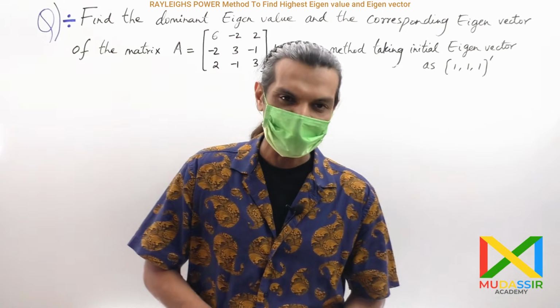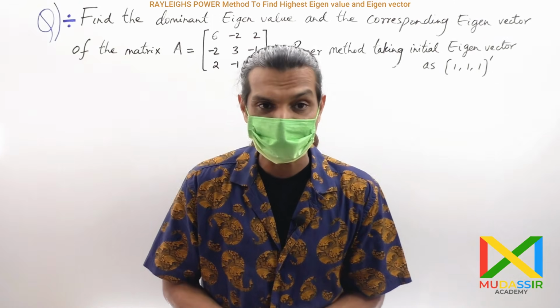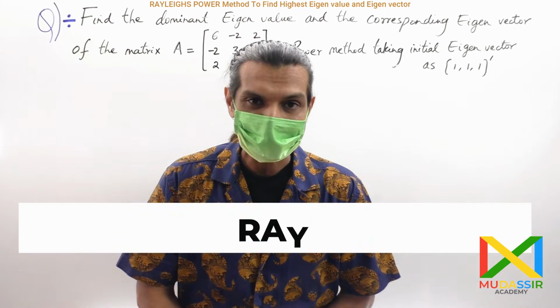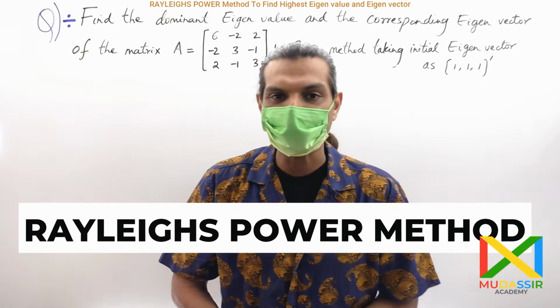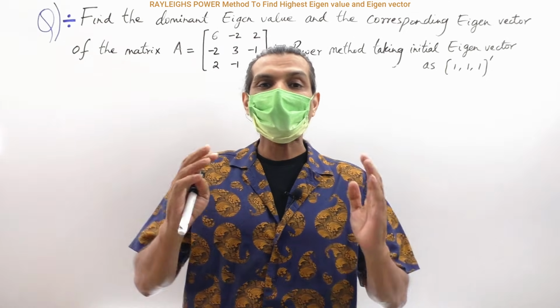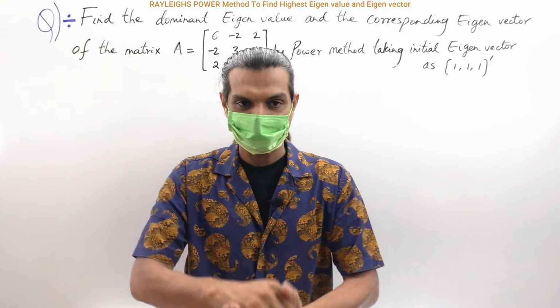I am Mudassir Sir. Today we are going to start with a very easy yet very important and compulsory question that is repeatedly asked in the VTU examination from linear algebra, and that is the Rayleigh Power Method, or simply called the Power Method, which is used to find the highest or the largest eigenvalue and its corresponding largest eigenvector.